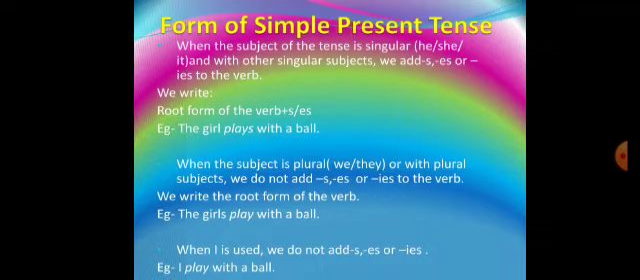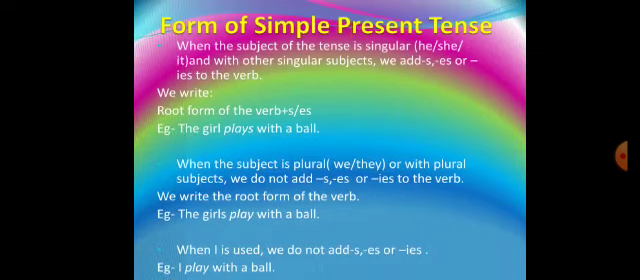For example, the girls play with a ball. Here in the sentence, the subject is the girls. Girls means a number of girls. So we have just used the root form of the verb. That means the girls play with a ball.